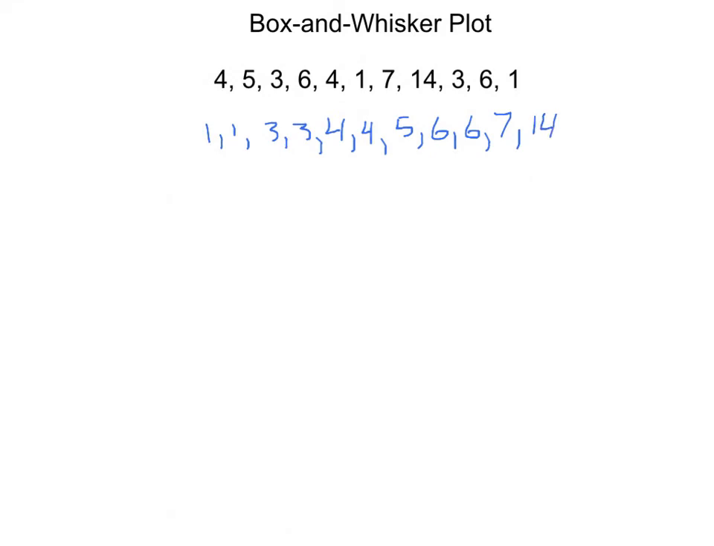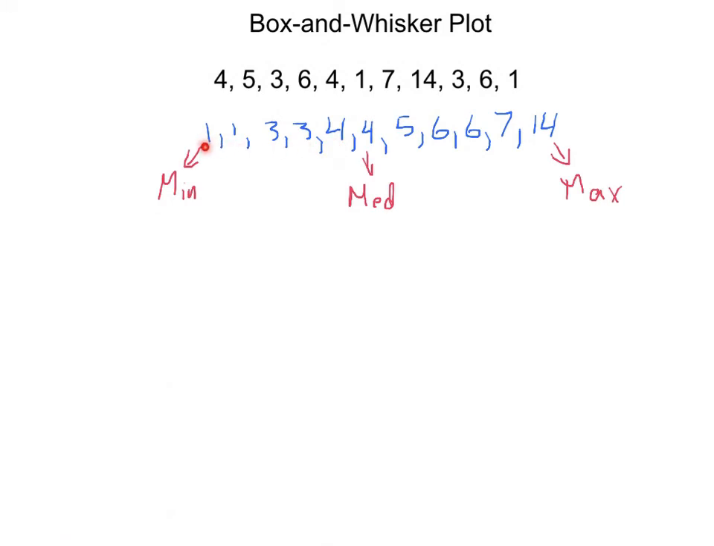So the first part is to find the median, which is the middle number. So from each side I'm going to count in 5 spaces, and then that would leave the number 4 as the median. And I'm going to abbreviate this time and just call it MED. We know that the 1 is the minimum. We know that the 14 is the maximum. And then the last two parts come from the numbers that we have on each side of the median.